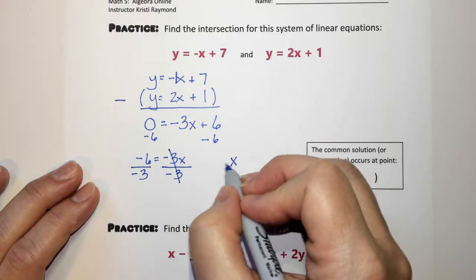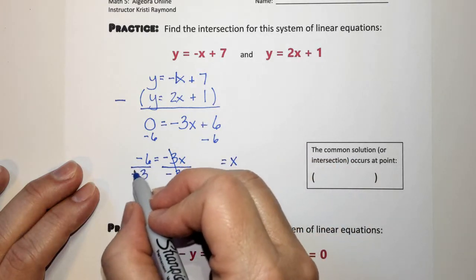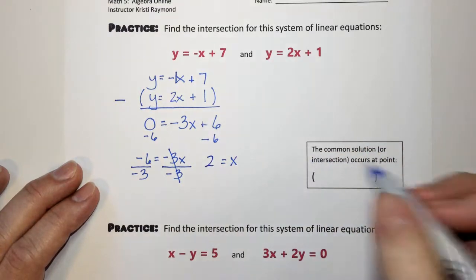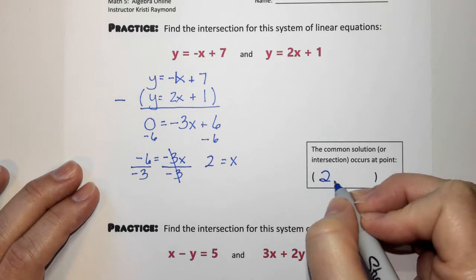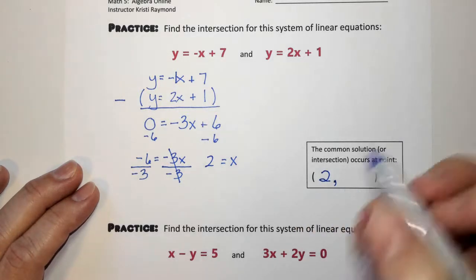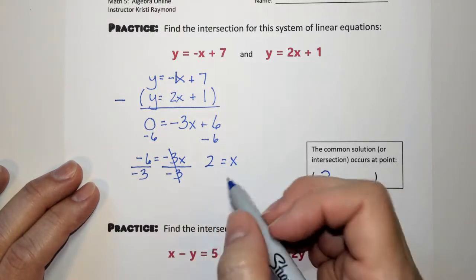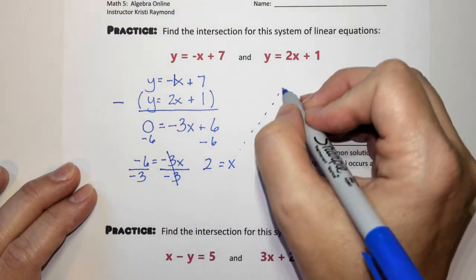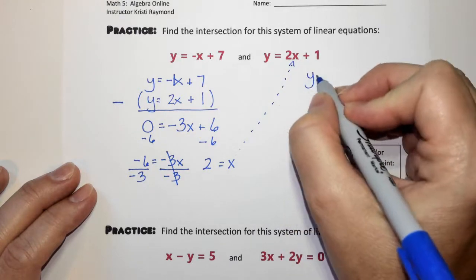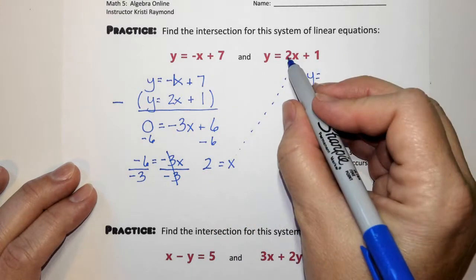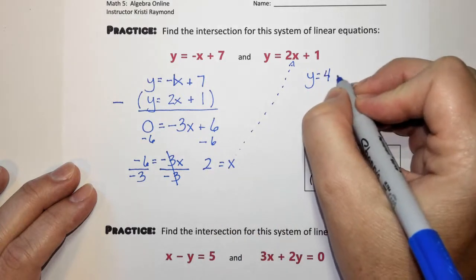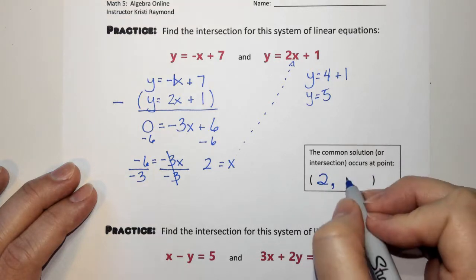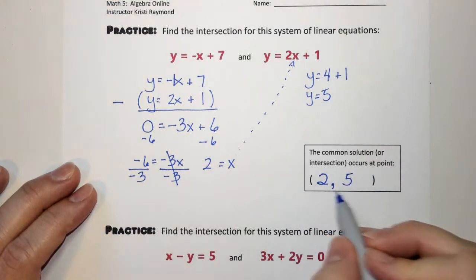And I have x equals negative 6 divided by negative 3 would be 2, positive 2. So I think that that is the x value for the point of intersection. So once you have one of them solved, plug it back into either equation to get your other value. So let's go ahead and plug it in here. Right there. Now it will be y equals 2 times 2, 4, plus 1. Y equals 5. So I think my point of intersection occurs at 2, 5.